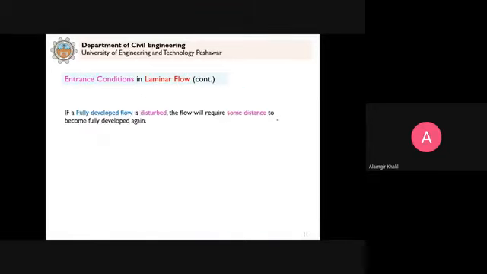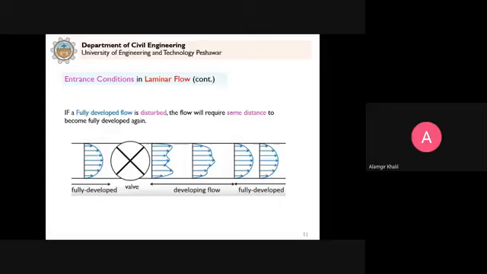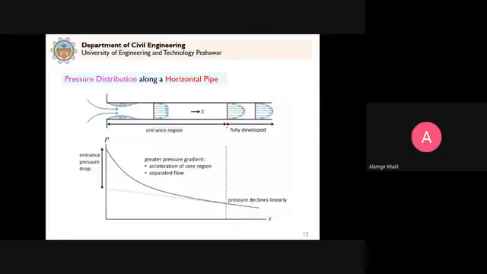Clear? For example, if I show you here, in this case, already the fluid is flowing with a fully developed parabolic profile, but now an obstruction comes in the form of a valve. So in the form of a valve, we are disturbing this. How can it proceed with the same and passing through the valve? So that's why the profile is disturbed, and then again it will travel some distance in order to achieve that full parabolic profile again. Clear? So this is the main idea behind that.